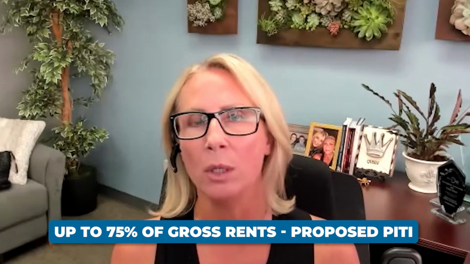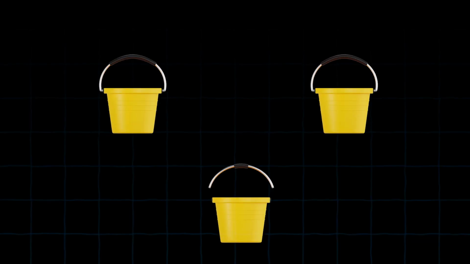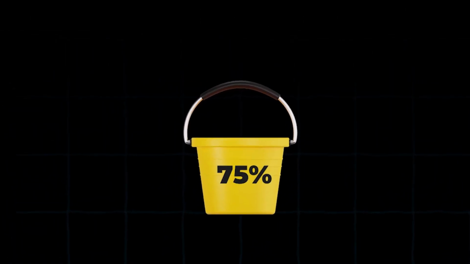Now I say up to because it depends on two primary criteria that the borrower must possess in order to get the full 75%. So think about it this way, there are three buckets. The first bucket gets the full 75% of whatever the gross rents are.